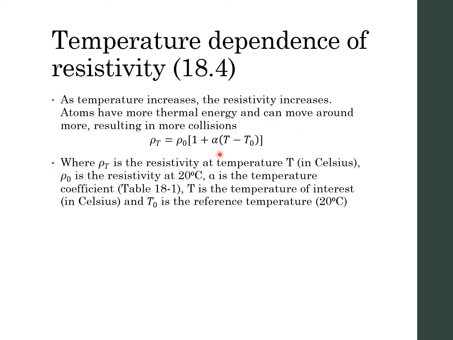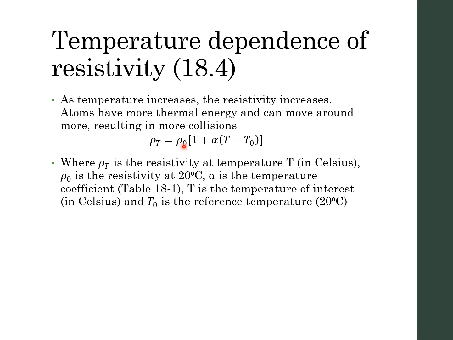So this equation here tells us how the resistivity changes as a function of temperature. Here we have the resistivity at some temperature T. When we're talking about temperature, we are referring to it in terms of degrees Celsius. So if we go back and look at table 18.1, everything is in terms of degrees Celsius, so we need to make sure that if we have a temperature, it's in Celsius.